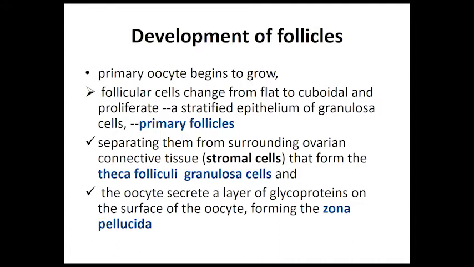Then, separating from the ovarian connective tissue, that is the stroma, you have the theca folliculi, that is the stromal cells on the outside of the follicle, called the theca or your connective tissue. And this connective tissue is going to develop into interna and externa. The oocyte secretes layers of glycoprotein on its surface. This forms the zona pellucida. So this is the function that occurs in the maturation of the ovary.